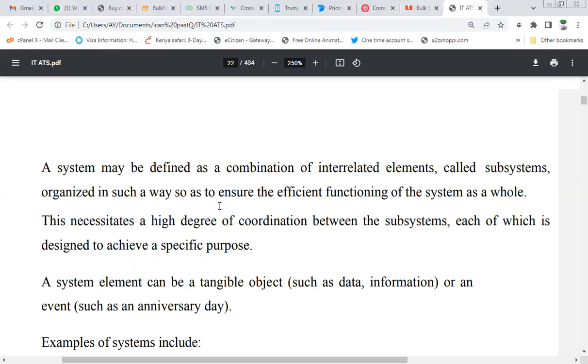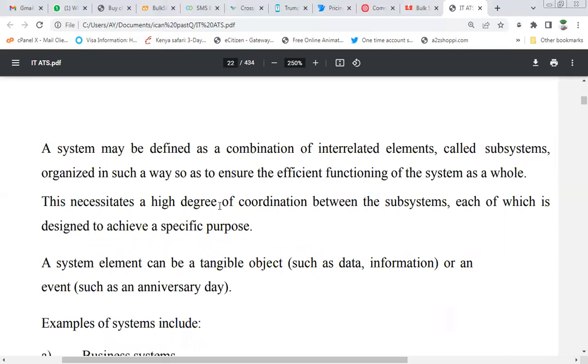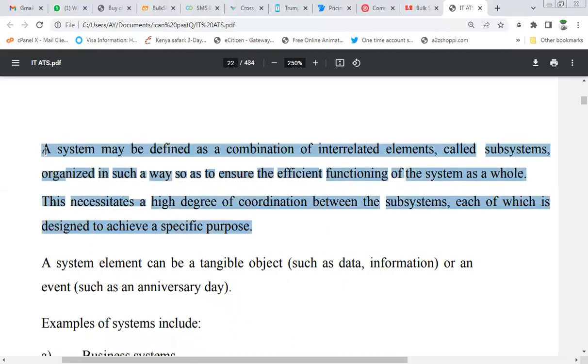So let's continue. A system may be defined. Listen, you can write this now. A system may be defined as the combination of interrelated elements. So those guys, they are interrelated elements. Different guys. They are called subsystems, organized in such a way so as to ensure the efficient functioning of the system as a whole.